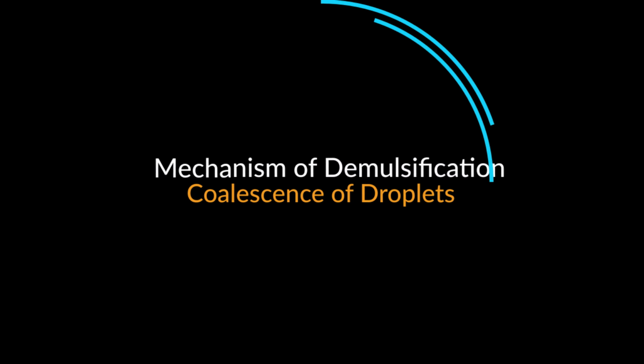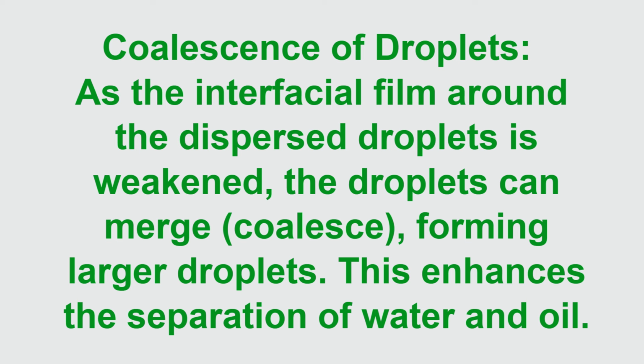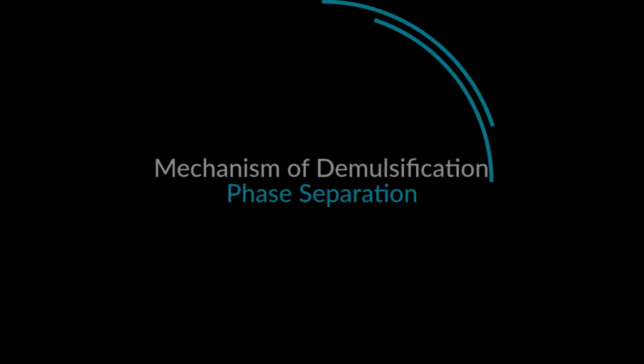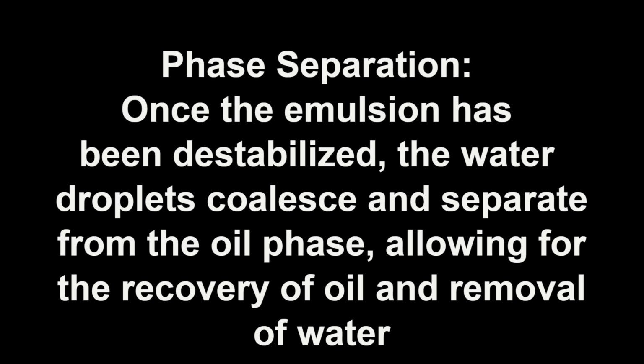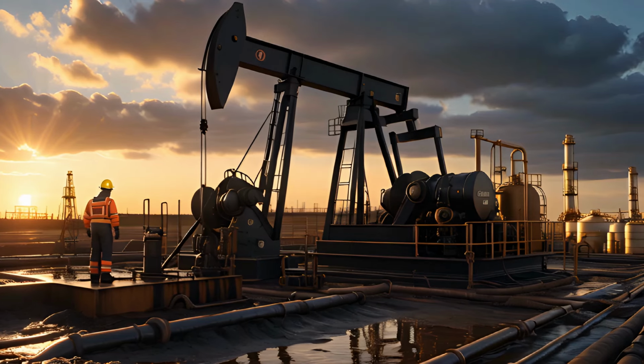Third mechanism, coalescence of droplets. As the interfacial film around the dispersed droplets is weakened, the droplets can coalesce, forming larger droplets. This enhances the separation of water and oil. Next is phase separation. Once the emulsion has been destabilized, the water droplets coalesce and separate from the oil phase, allowing for the recovery of oil and removal of water.